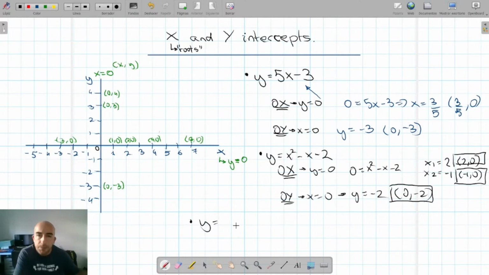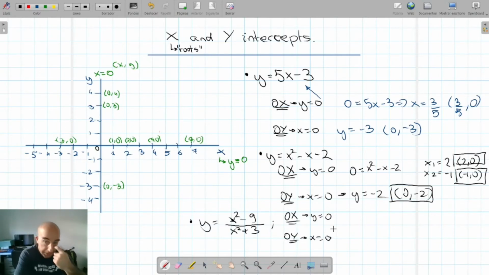Let's do a division: y equals x squared minus 9, divided by x squared plus 3. Again, our method: x-axis, y-axis, and the other coordinate equals 0. Let's do the y-axis, it's easier. With x equals 0, y equals minus 9 over 3, so y equals minus 3. So that's the point (0, -3).